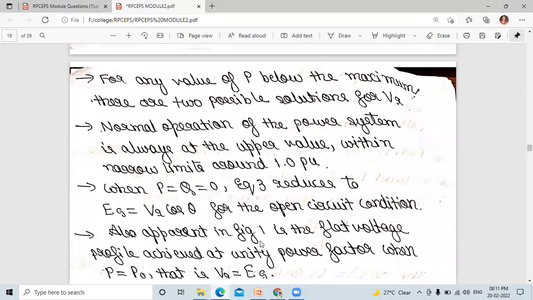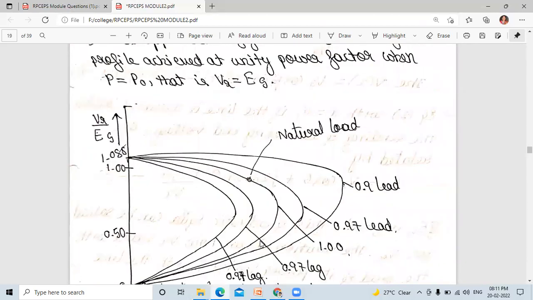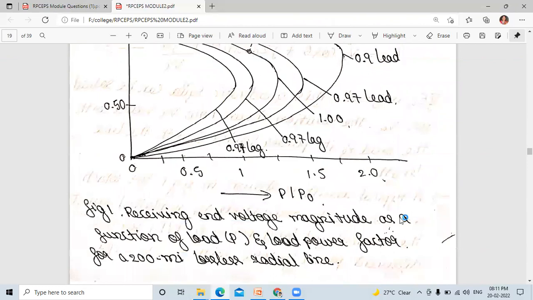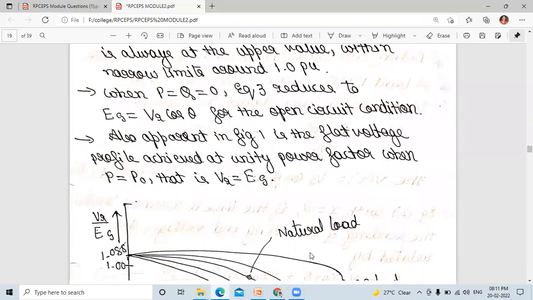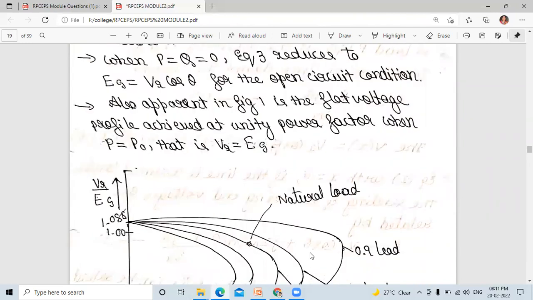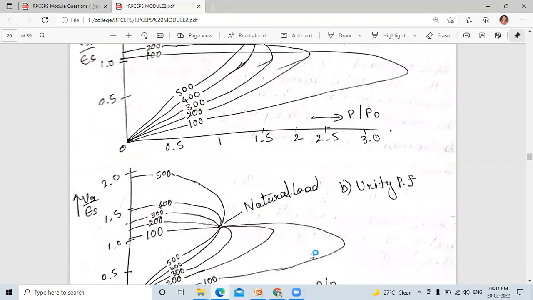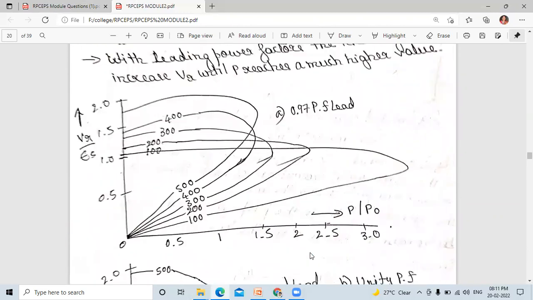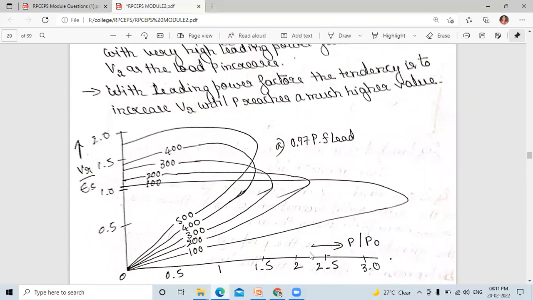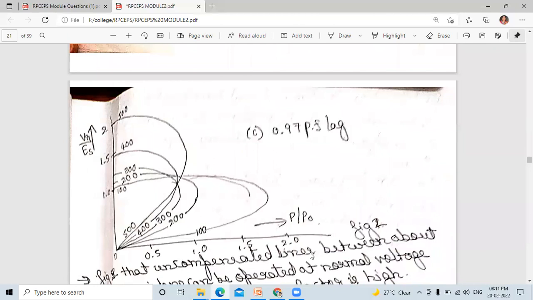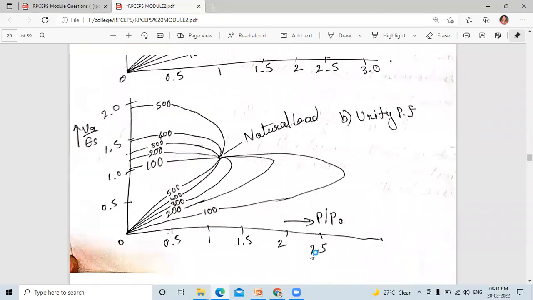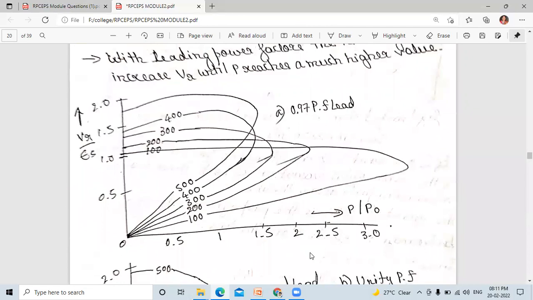For that you have phasor diagrams, that is, the resilient voltage magnitude as a function of load. Three to four phasor diagrams are there. So you mention that, write the equations and some sentences regarding the graph. These are the natural load, when it is unity power factor, when it is 0.97 power factor, when it is leading, and when it is lagging. If you mention these three graphs and write some sentences regarding this topic, that's enough.